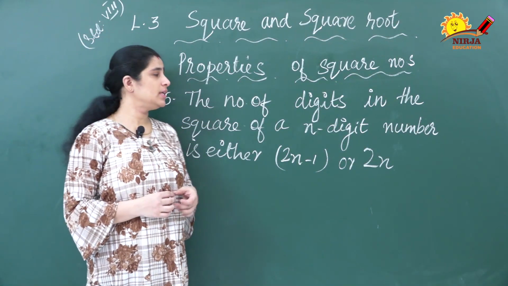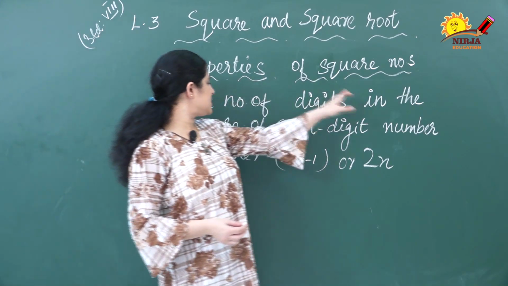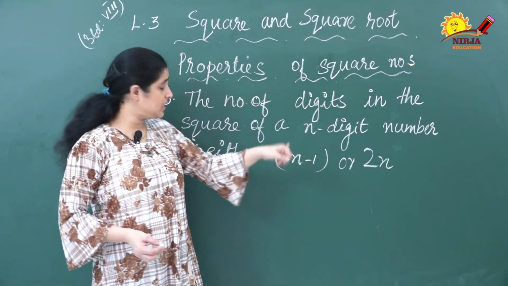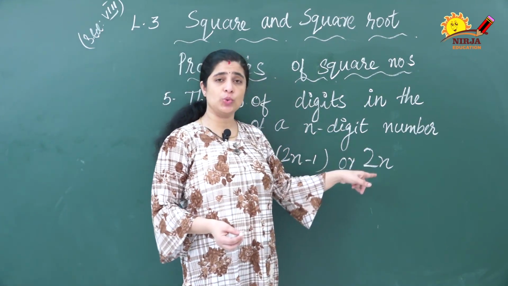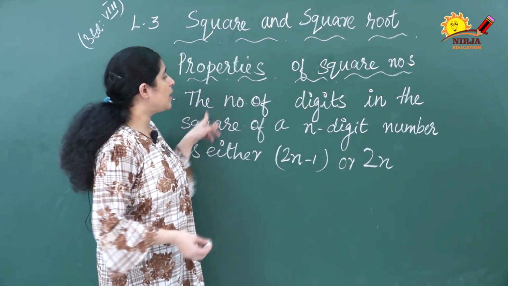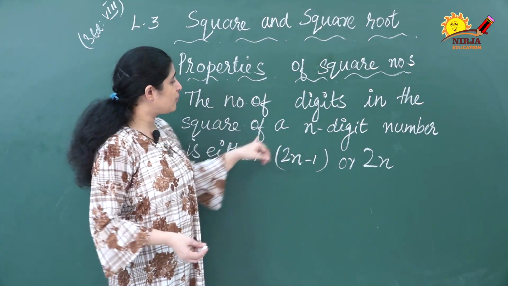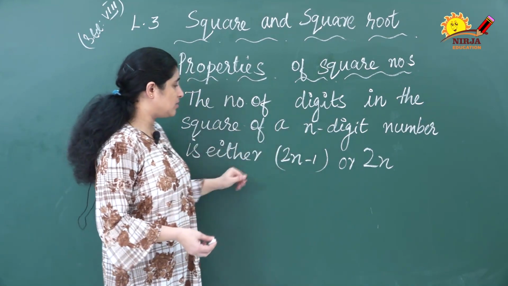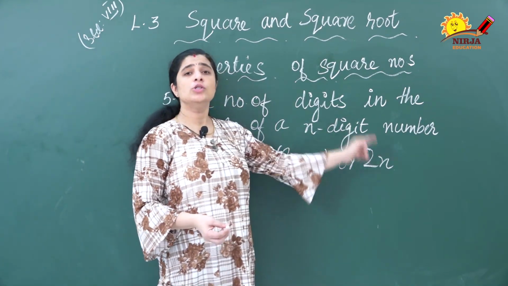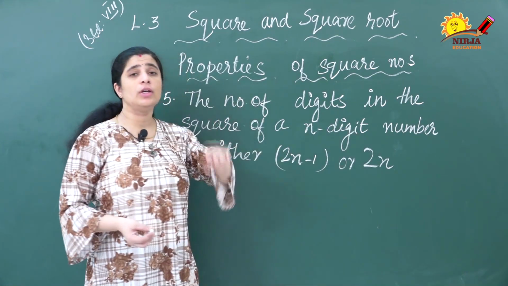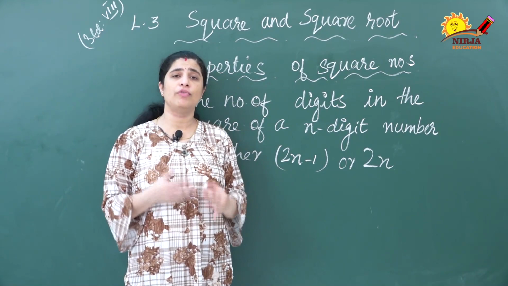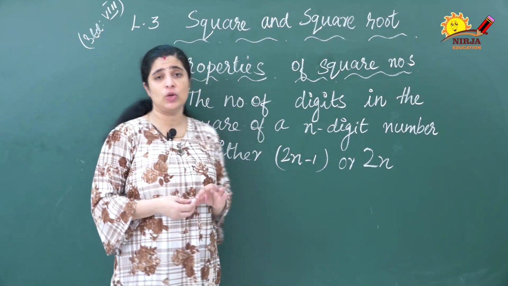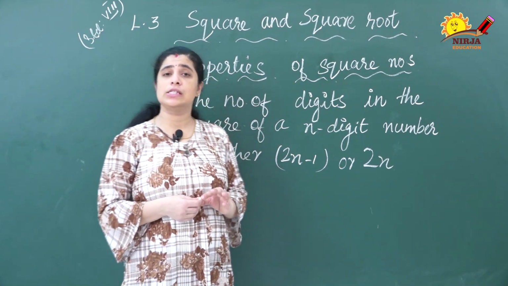The next property is that the number of digits in the square of an n digit number is either 2n minus 1 or 2n. I will read it again. The number of digits in the square of an n digit number is either 2n minus 1 or 2n. From this property you come to know how many digits will be there in the square of a number. I will explain this property with an example, then it will be easy for you.